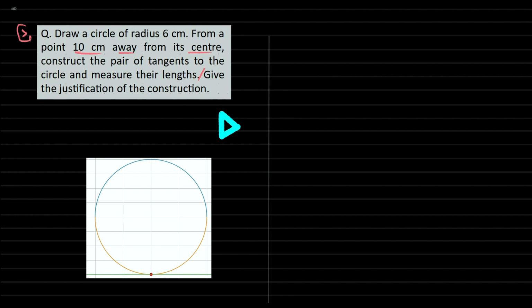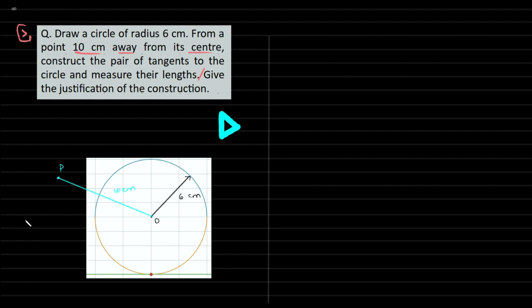So first thing is we need to draw a circle with center O and of radius 6 cm. That I've already done. Now 10 cm away from the circle, that would be something like this. So that would be your point P, and this entire thing is 10 cm of length. With this as the reference point, we need to draw two tangents.